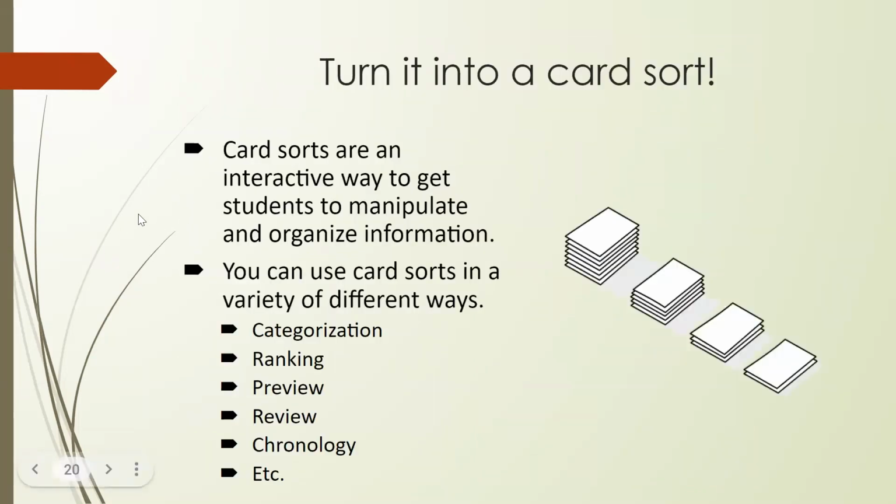Continuing the conversation, it could turn into a card sort where you've got categorization, so maybe political, social, economic. You could rank based off of how much it affects your everyday life or another criterion. You could use it as a preview, as a review. You could turn it into a chronological card sort, etc.